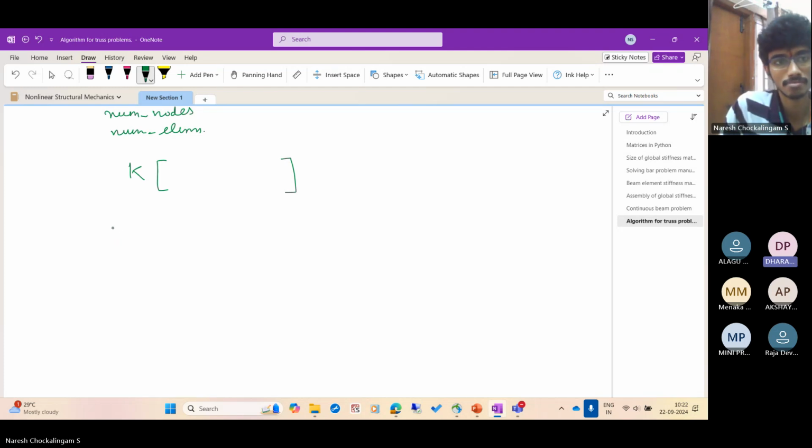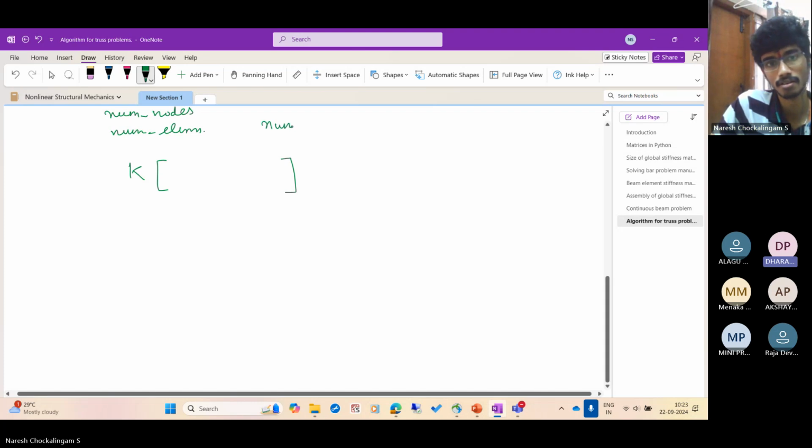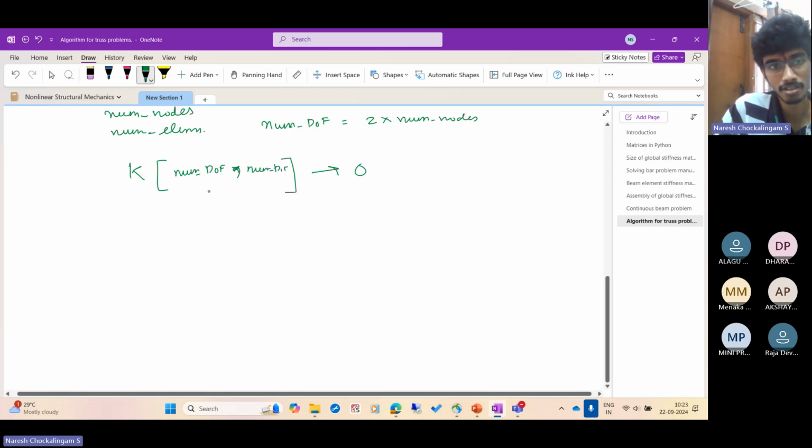The number of degrees of freedom is equal to 2 times the number of nodes. The global stiffness matrix is number of degrees of freedom by number of degrees of freedom, and you set it to 0. Then the force vector also you set to 0. Very good. Then what is the third step?